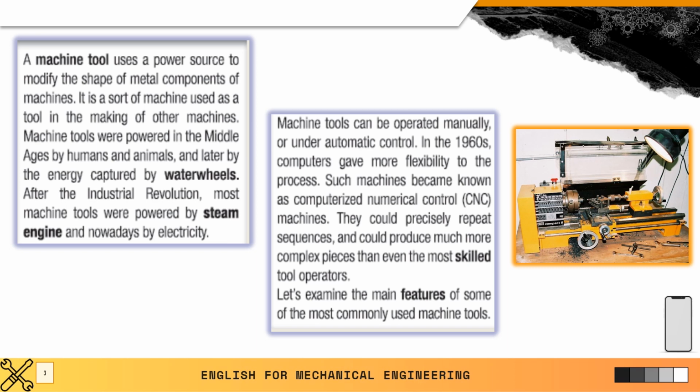In the 1960s, computers gave more flexibility to the process. Such machines became known as computerized numerical control or CNC machines. They could precisely repeat sequences and could produce more complex pieces than even the most skilled tool operators. Let's examine now the main features of some of the most commonly used machine tools.